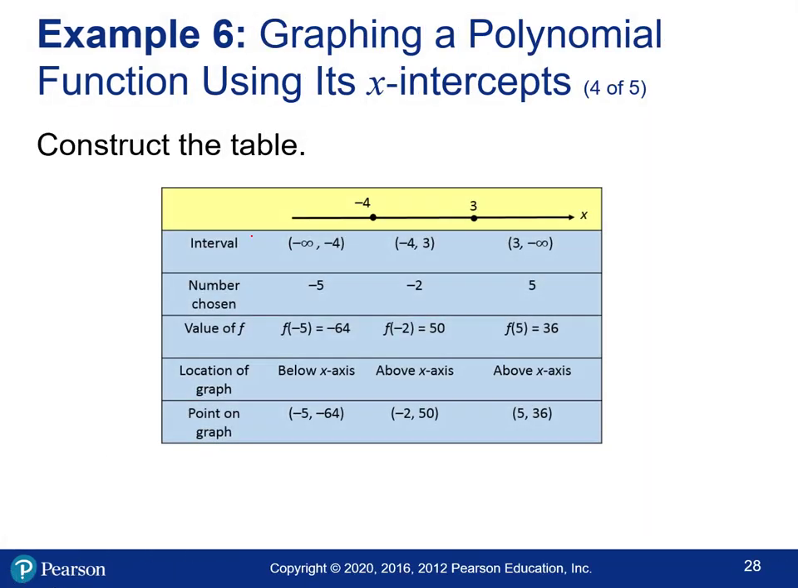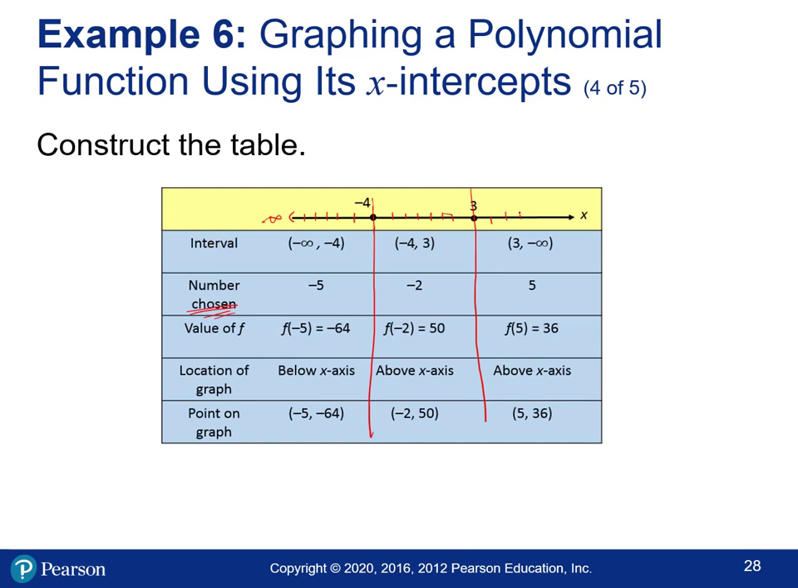And so here we're using a table to keep it all organized. So this is a choice. Number chosen, pick anything you want, and this is on the left of negative 4. So you can pick negative 5 like we are, or negative 6, or negative 1,000,000, whatever you want to pick. And then in the middle neighborhood, pick anything you want here, and you could pick negative 3, negative 2, negative 1, and so on. And we're going to pick negative 2, okay? And then on the right of 3, pick, again, anything you want.